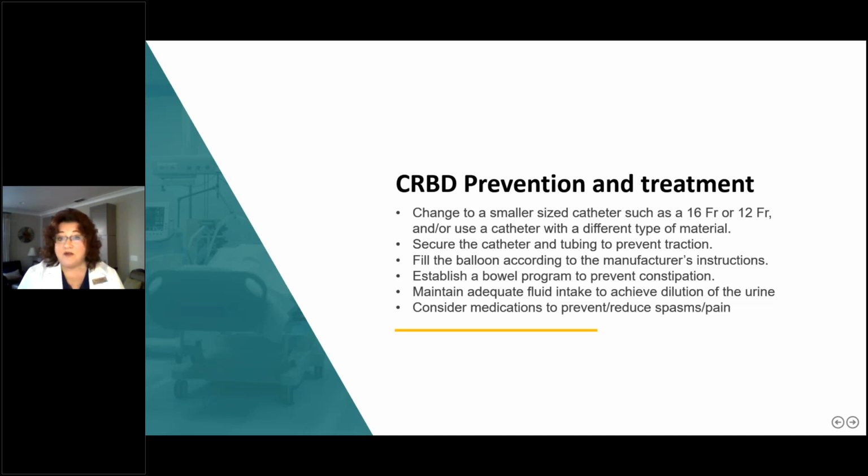Establishing a bowel care program to prevent constipation when there is an indwelling catheter is extremely important. And then, of course, maintaining the adequate liquid or fluid to get the dilution that you need of the urine. And consider medications to prevent or reduce the spasms. That's another thing that can help.